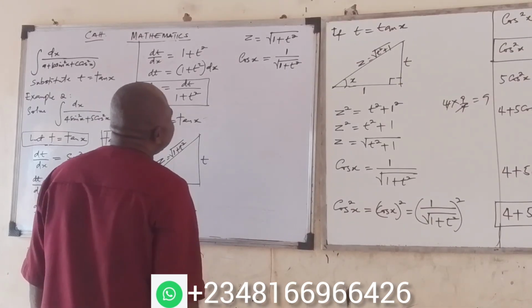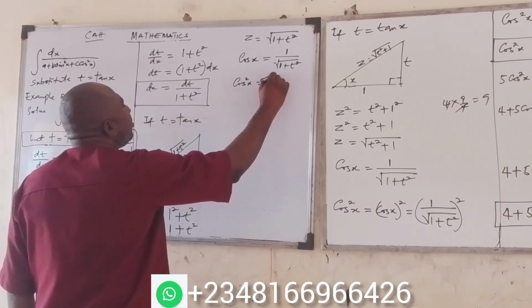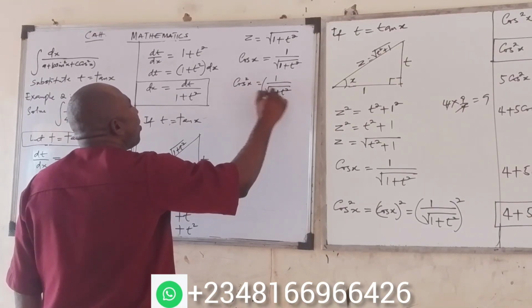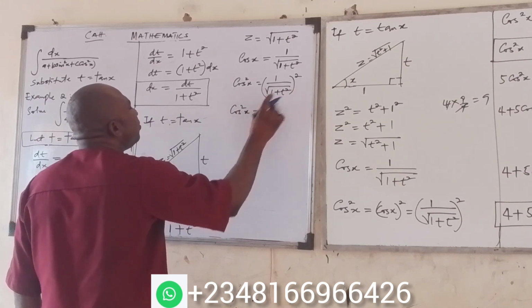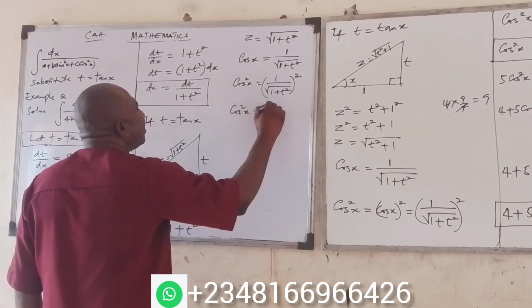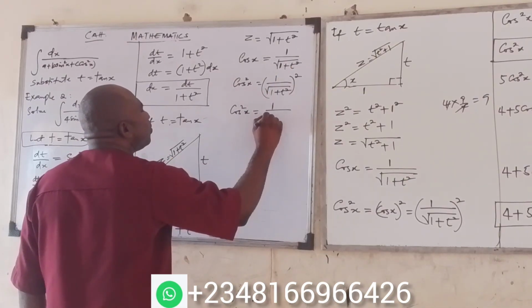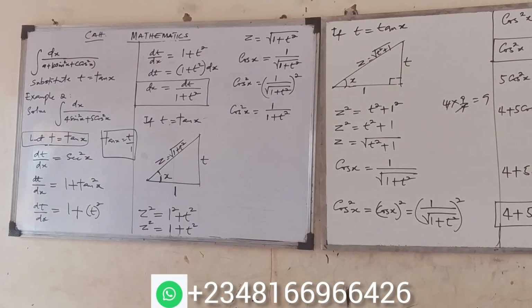Yes, that's cos x. So if cos x is equal to this, it means cos squared x will be 1 all over the square root of 1 plus T squared, all squared. So cos squared x will be equal to, if you square, 1 squared is 1 all over 1 plus T squared, the square root squared. It will give us 1 plus T squared. So that's the value of our cos squared x.